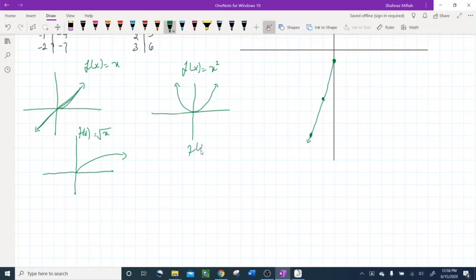Next, I have f of x equals absolute value of x, and my absolute value of x goes like this. Okay, so these are the 4 functions for now that you have to memorize. These are the parent functions. Since we are doing shifting and reflecting, you need to know the parent functions for it.